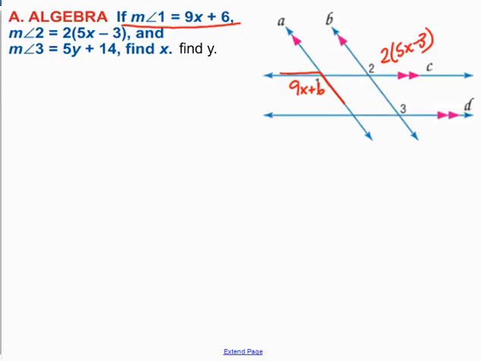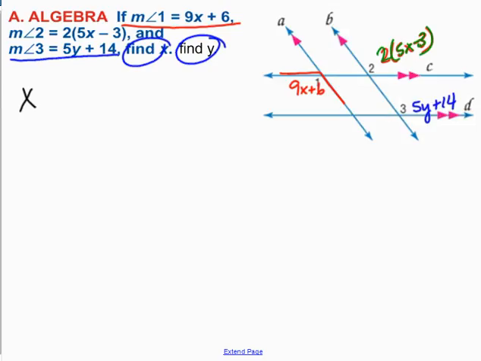I'm going to make that in green, sorry. The measure of angle 3 is 5y plus 14. Well, here's what we're going to do. We're going to find x, and we're going to find y. To find x, here's the plan.